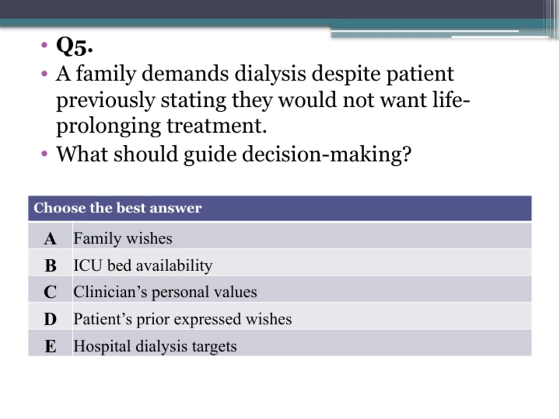And of course, resource considerations like ICU bed availability, though relevant in some contexts, shouldn't override the ethical obligation to respect the patient's autonomy. So, in this scenario, the most ethically sound and patient-centered answer is D, patient's prior expressed wishes. This helps ensure that we're making decisions aligned with what the patient would have wanted. This highlights the overarching theme of our presentation: balancing clinical judgment with respect for patient autonomy and ethical principles.